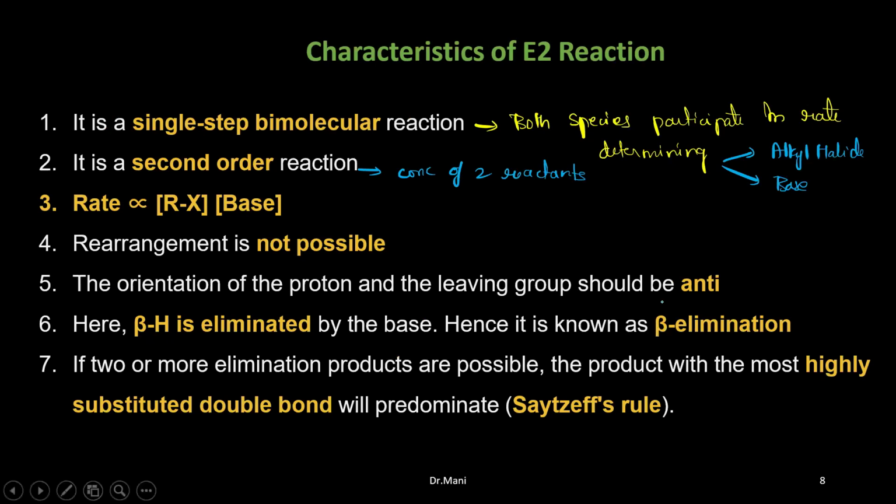Is that clear? And finally, if two or more elimination products are possible, the product will mostly be the highly substituted double bond, following Saytzeff's rule. What is Saytzeff's rule? When multiple elimination products are formed, like when you get more than one product, the more substituted alkene is favored. That we'll see anyway, I'll tell you in detail. From this, there could be a chance for formation of major and minor products, as multiple products can be formed.